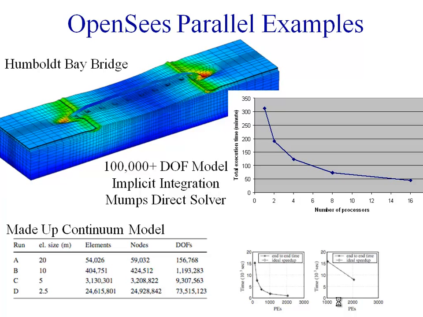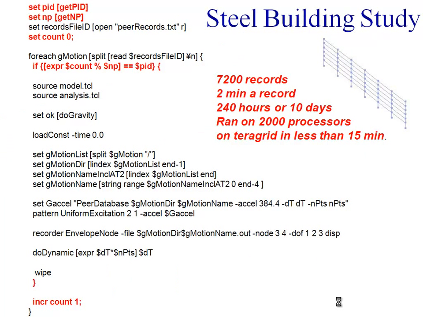Here's an example, OpenSees, where we did have a parallel module. I'm just showing two examples here. Both are large models. One uses an implicit time integration scheme with a direct solver, and you see we only go up to about 16 processors before we really don't get any performance improvement. If we change that from an implicit scheme with a direct solver to an explicit integration scheme with a diagonal solver, we can scale up to 6,000 processors. This one was 73 million degrees of freedom.